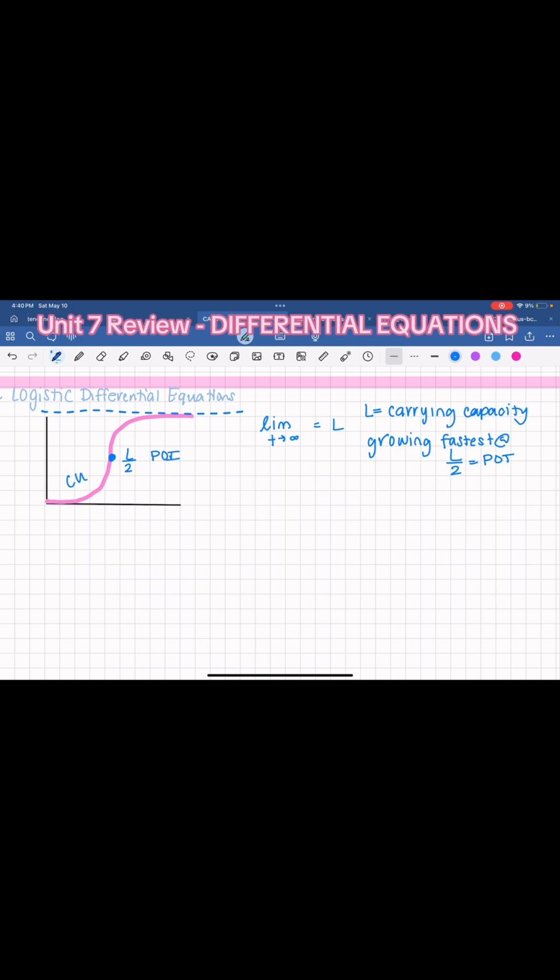So we're growing the fastest right here, L over 2, which is your point of inflection. More concave up here than concave down here. And last but not least, you're going to want to be able to spot a logistic differential equation. So dy dt equals ky times 1 minus y over L, where L is the carrying capacity. There are a few other forms out there that you can definitely memorize, but I just find this one to be the easiest and the most common one. Okay?